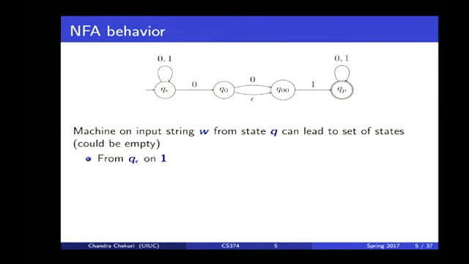If I'm in the start state Q epsilon and I see a 1, where should I go? What are the possibilities for the machine? There is only one possibility on seeing 1, and that is to stay around. So this should be Q epsilon. So far, so good.